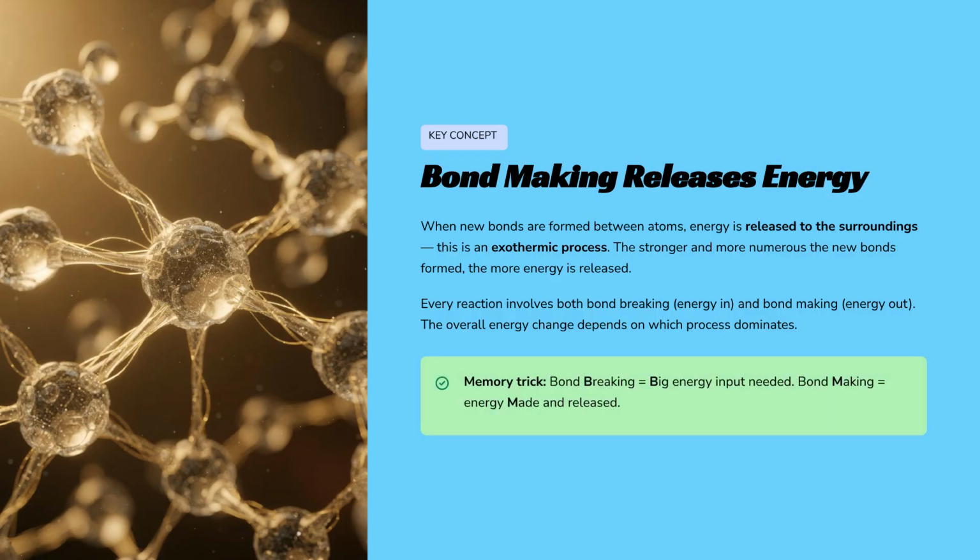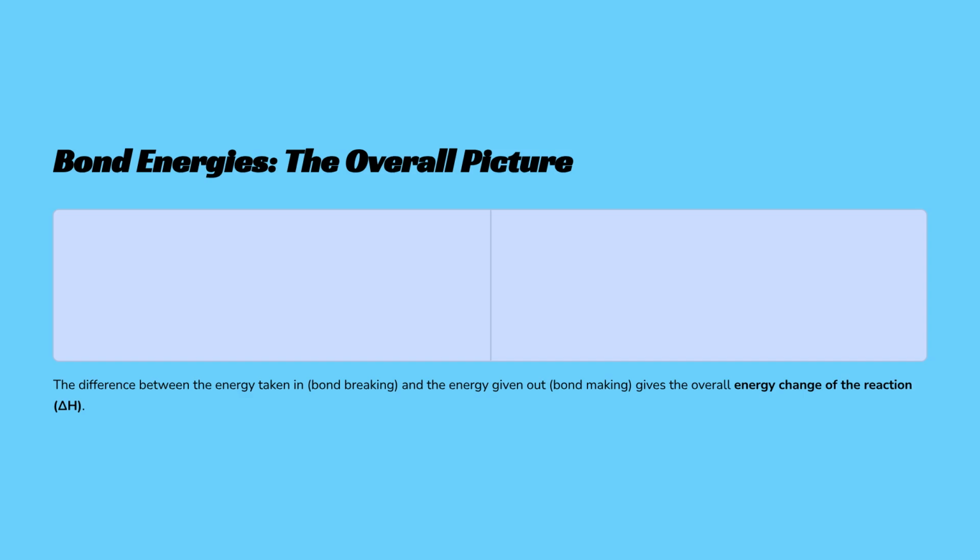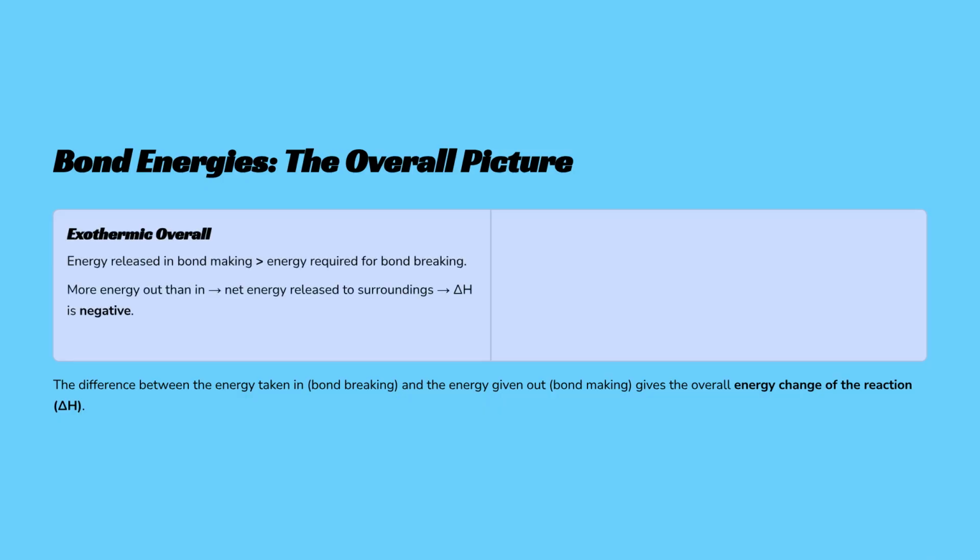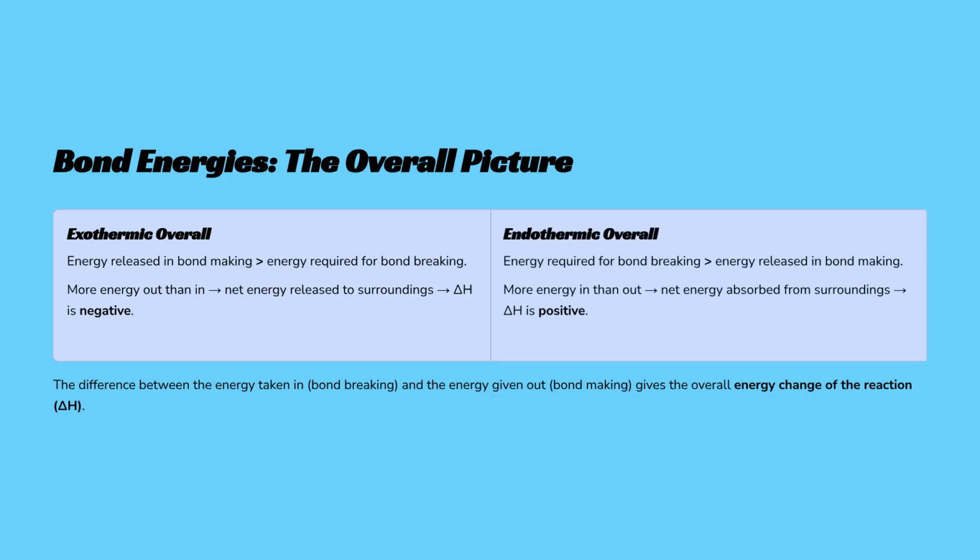Every reaction involves both bond breaking, energy in, and bond making, energy out. The overall energy change, delta H, depends on the energy balance. If bond making releases more energy than bond breaking absorbs, the reaction is exothermic. If bond breaking absorbs more energy, it is endothermic.